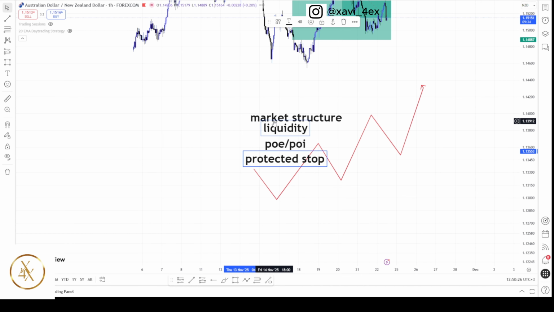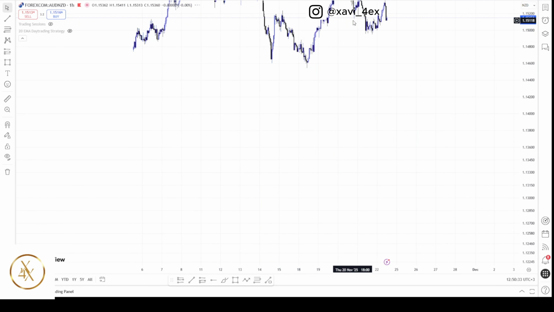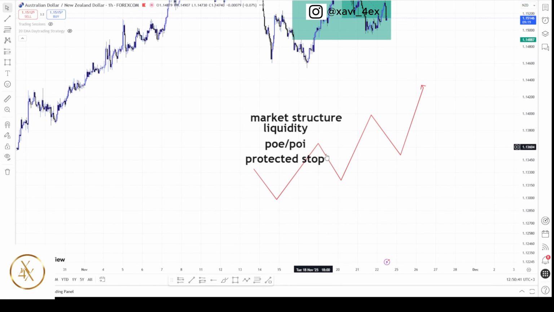So for market structure, like I started explaining, let me delete this. Forgive my network today. I don't know what is acting up.